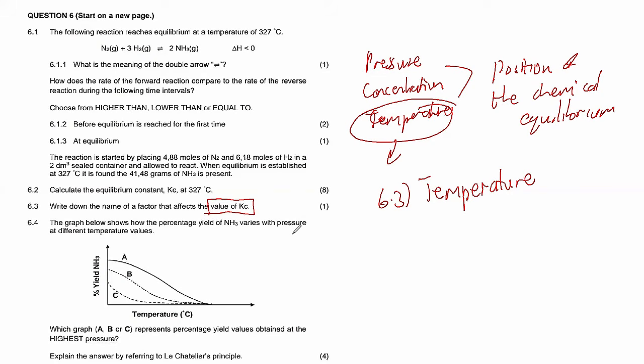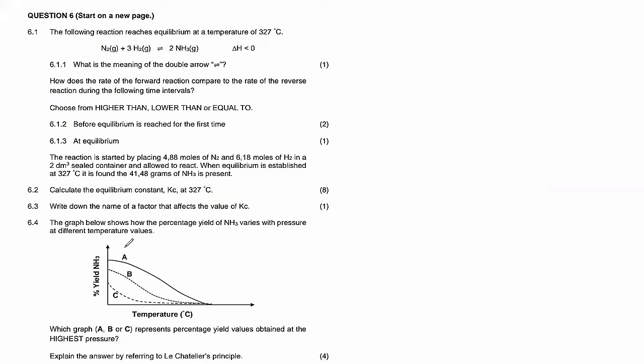Okay, so now we have 6.4. It says the graph below shows how the percentage yield of NH3 varies with pressure at different temperature values, right? So we have a graph of the percentage yield of ammonia versus temperature. Now they say which graph A, B, or C represents the percentage yield values obtained at the highest pressure. Is it A, B, or C?